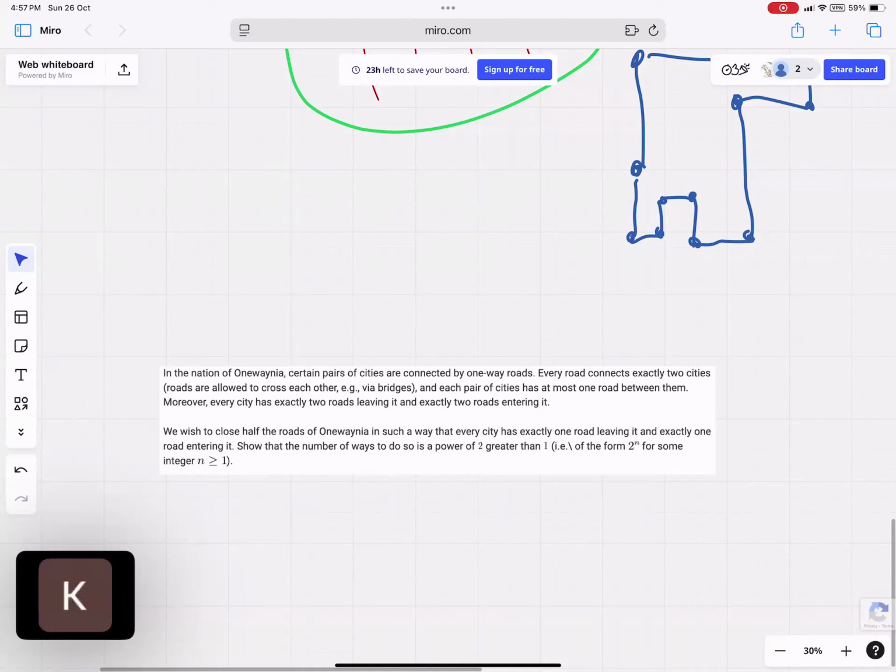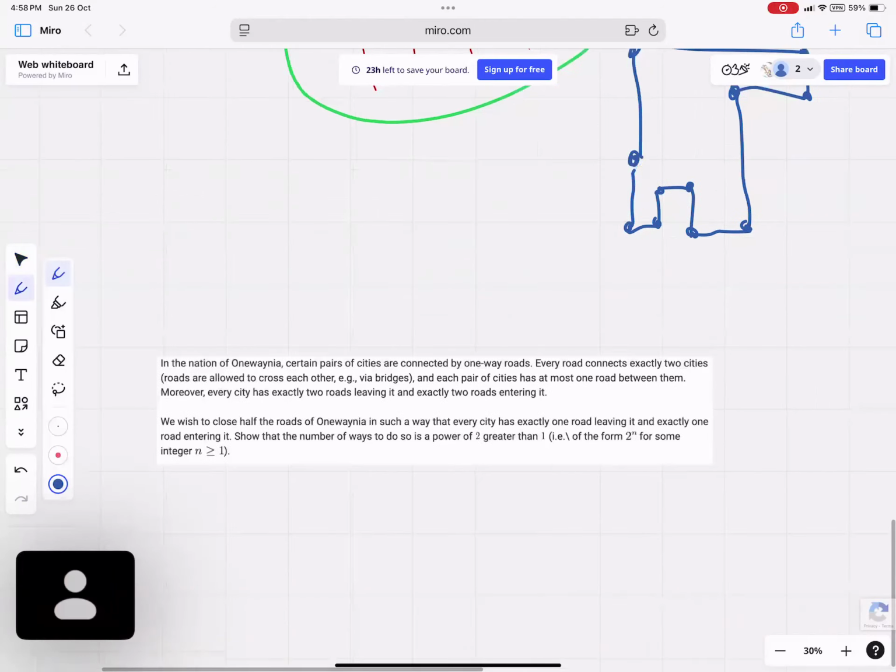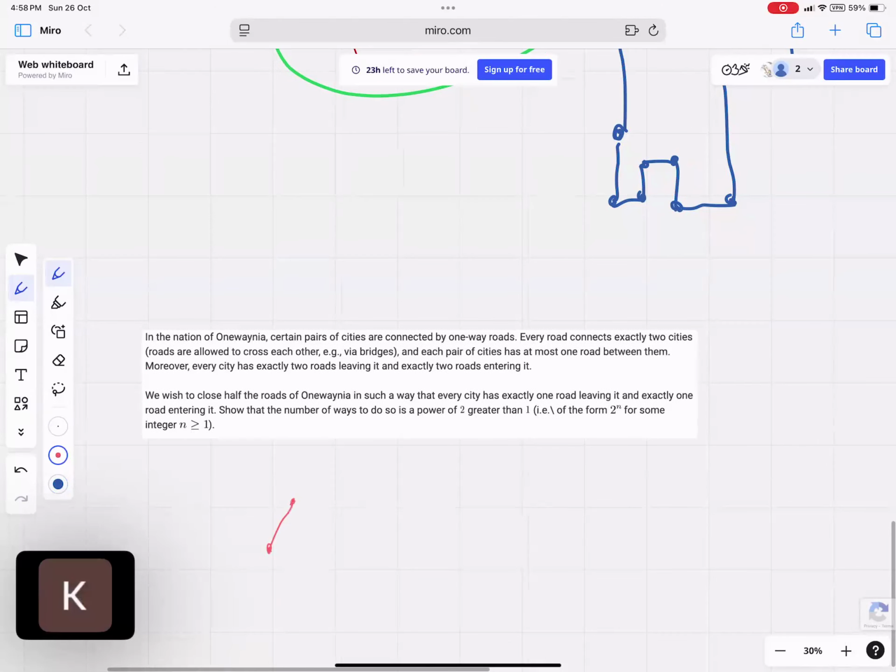Any such way, if you create a directed graph, must be a union of cycles. What do you mean it's a union of cycles? It's just various cycles put together. It's a graph whose connected components are cycles. Is this necessarily true? Yes, it is necessarily.